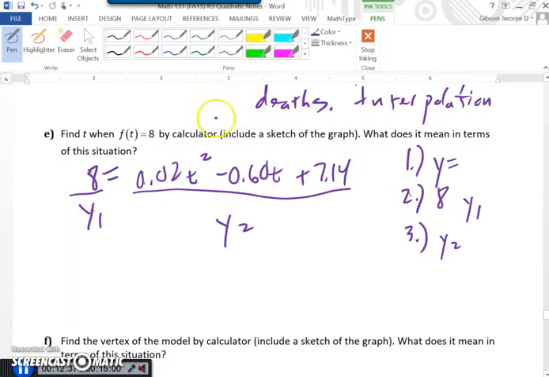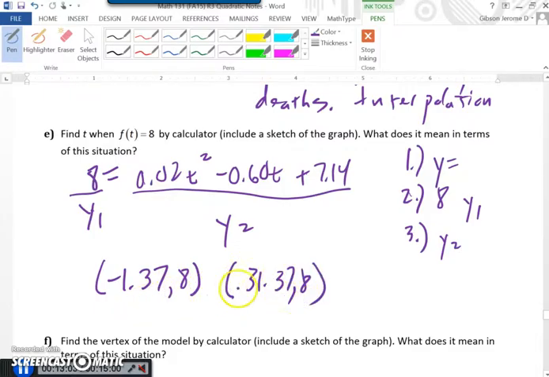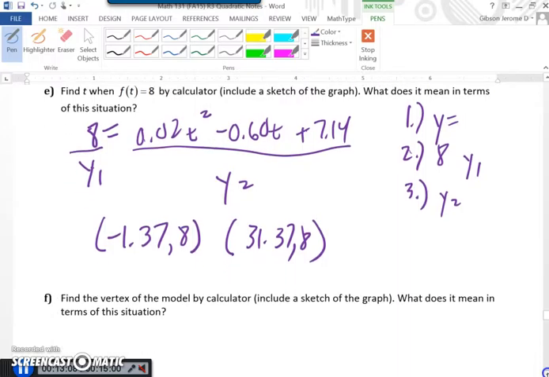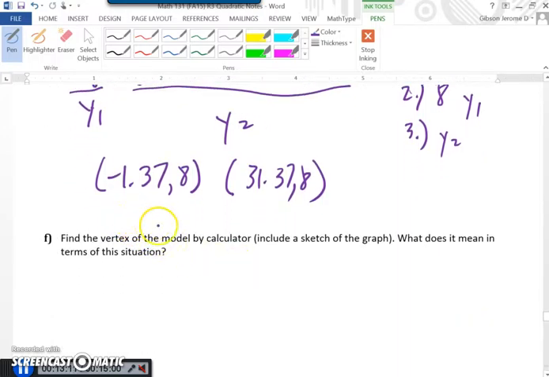So this is what we would need to do. Okay, so now class, again, with the calculator, I'm just going to have to pass on that, because by this time in class, you should know how to enter this into the calculator. So once you enter this into the calculator, we would get 2 intersection points. One would be negative 1.378, and the other one would be 31.378. These would be our 2 intersection points. Okay, so now we go down here to F. It says find the vertex of the model by calculator. Include a sketch of the graph. What does it mean in this situation?